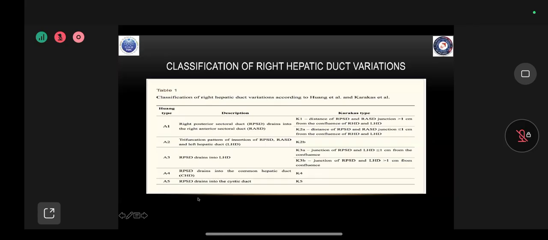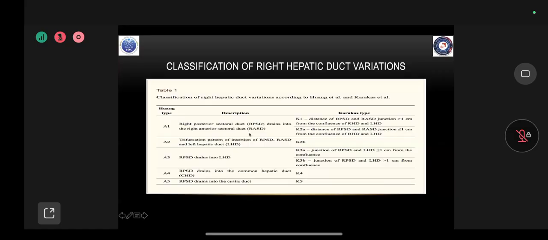Bile duct variations are the most common. Remember that if you have a variant arterial or portal vein anatomy identified preoperatively, it is almost 100% that you will have a bile duct variation. You may have a bile duct variation irrespective of whether you have an arterial or a portal vein variation, but there are different classifications for right and left. This is the Yuan classification, which is mostly used for right, and there is another for the left.